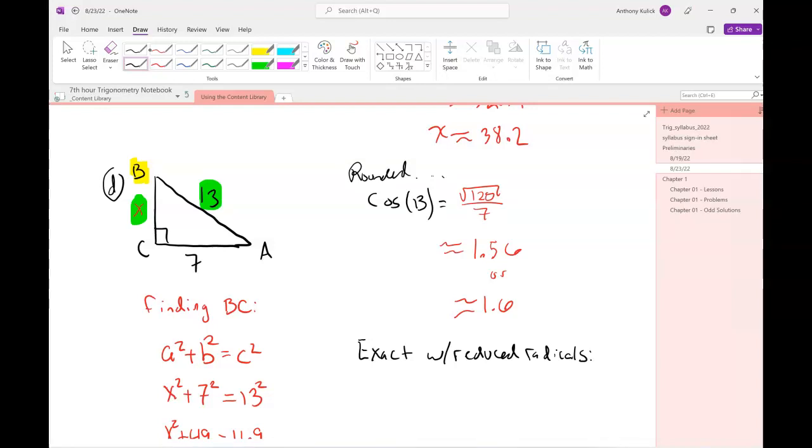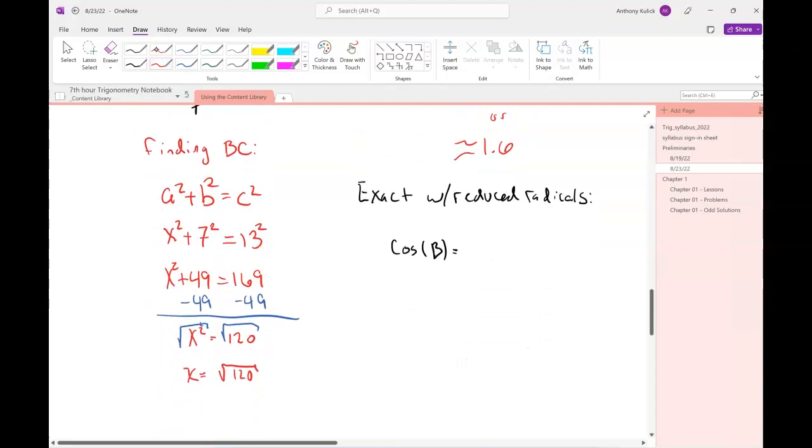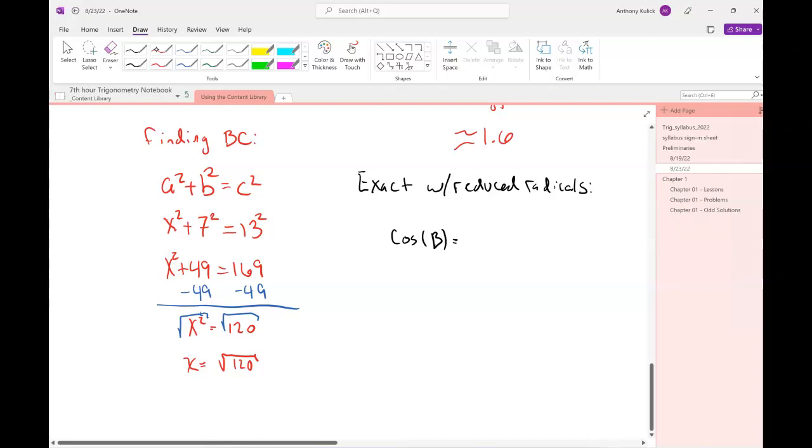Now, what if my directions say I want the answer to be exact with reduced radicals? What does that mean? Well, exact means no rounding at all, right? So like 2/3 is exact, but 0.66 is not. Everybody agree with the difference?